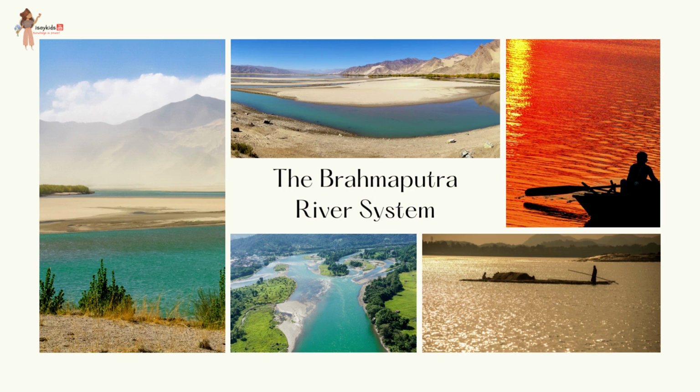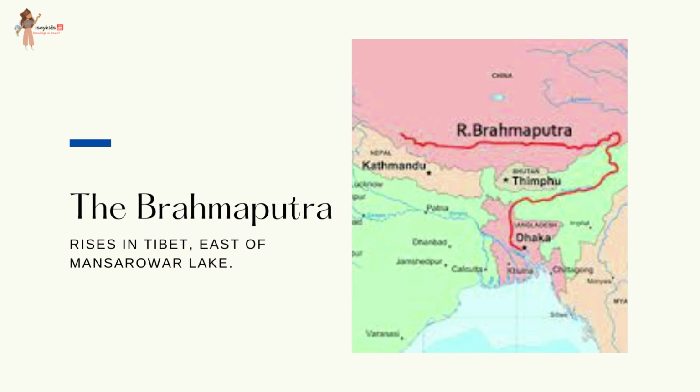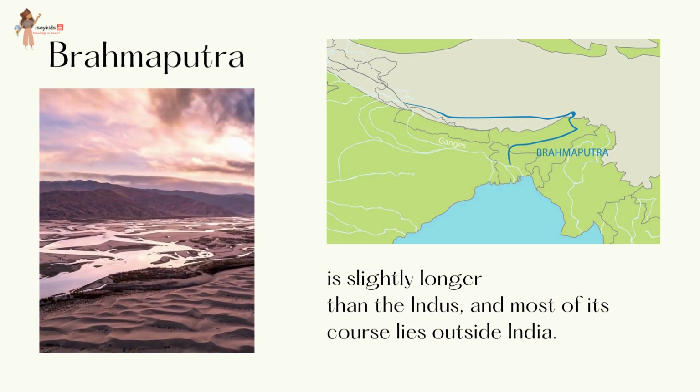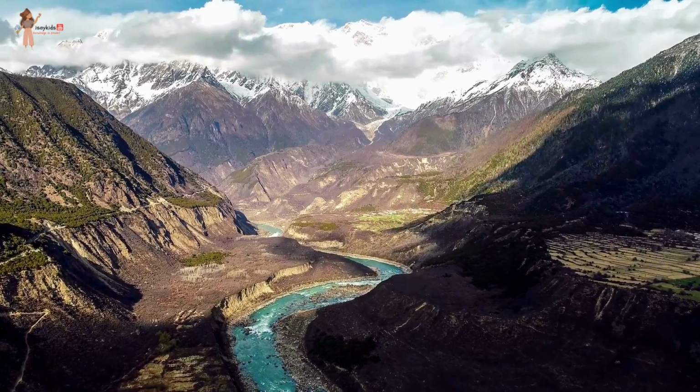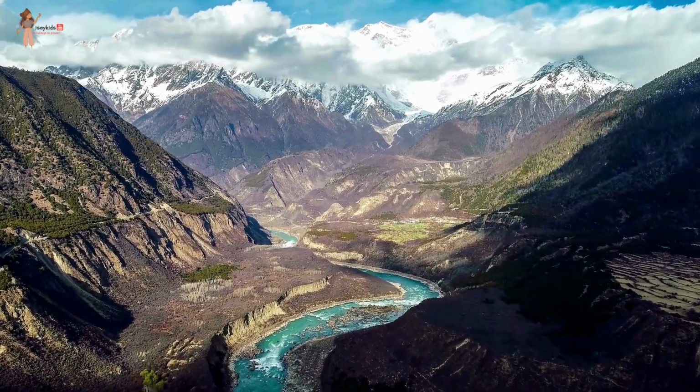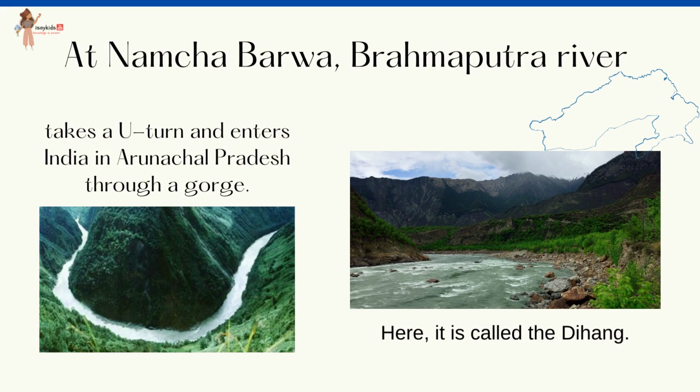The Brahmaputra river system. The Brahmaputra rises in Tibet, east of Mansarovar Lake, very close to the sources of the Indus and the Satluj. It is slightly longer than the Indus, and most of its course lies outside India. It flows eastwards parallel to the Himalayas. On reaching the Namcha Barwa at 7,757 meters, it takes a U-turn and enters India in Arunachal Pradesh through a gorge.